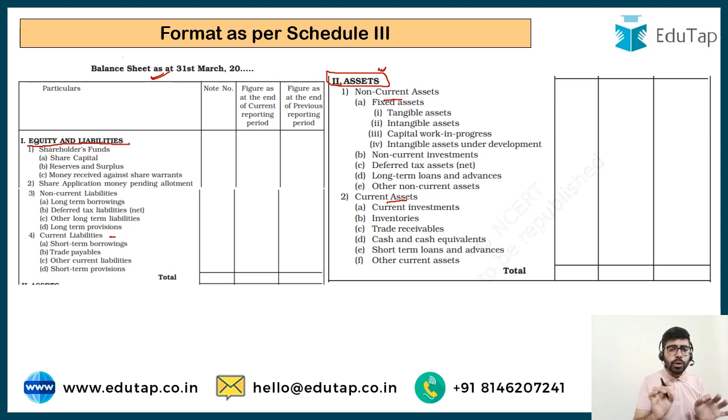So we did not go into each and every item in detail as of now. We just need to know that this format is as per Schedule 3. It has two main parts, equity and liabilities, and the second is the assets part. And what are the major headings in each of these parts? What are the major headings in these parts that you have to remember?